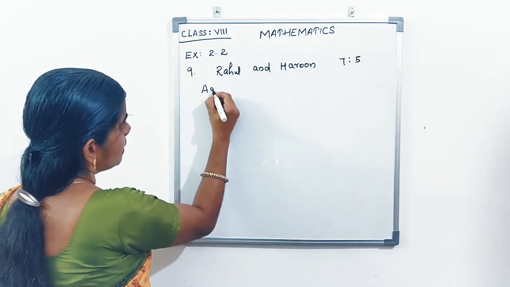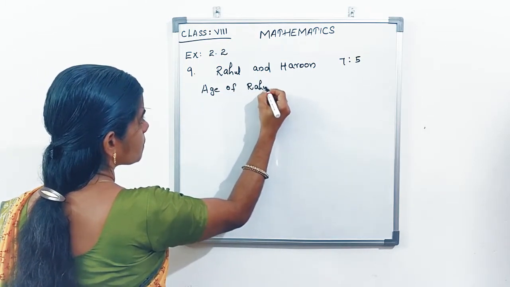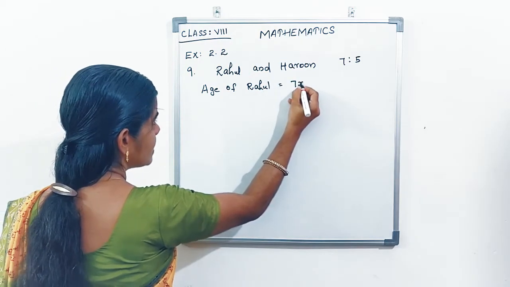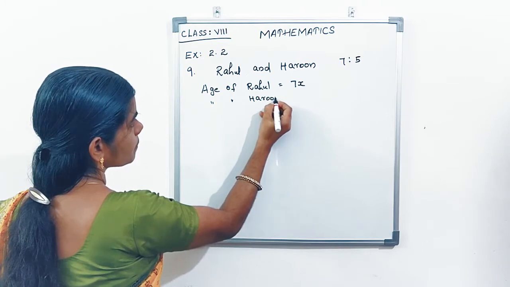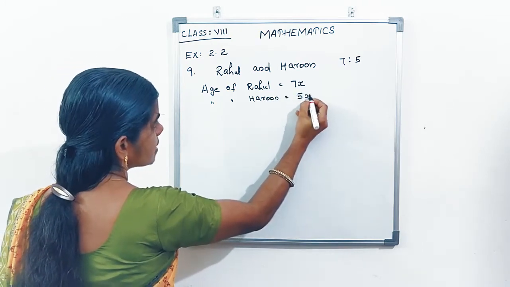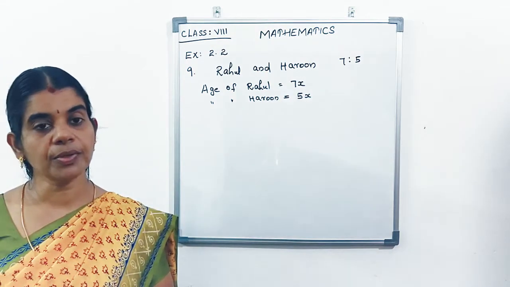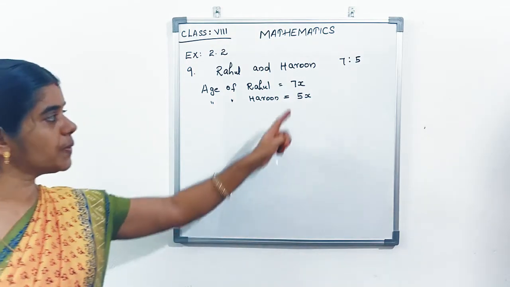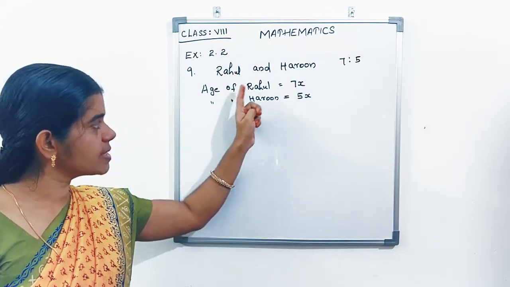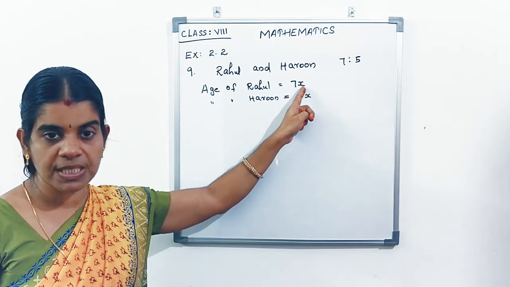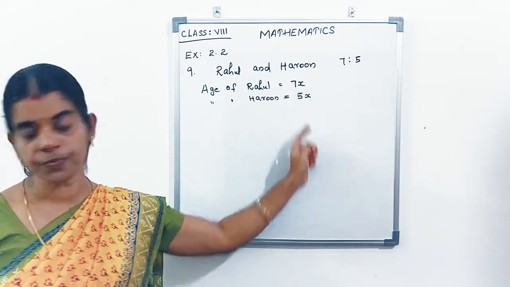Age of Rahul is equal to 7x. Age of Harun is equal to 5x. Then after 4 years, you know that after 4 years means you want to add plus 4 with this. After 4 years, Rahul's age will be 7x plus 4. After 4 years, Harun's age will be 5x plus 4.